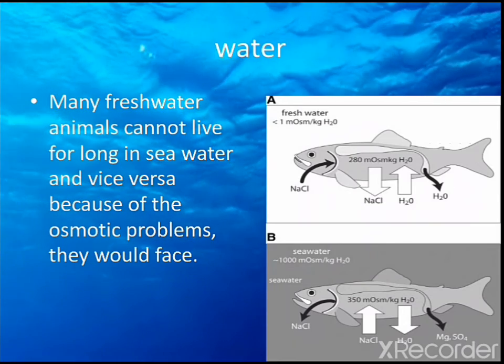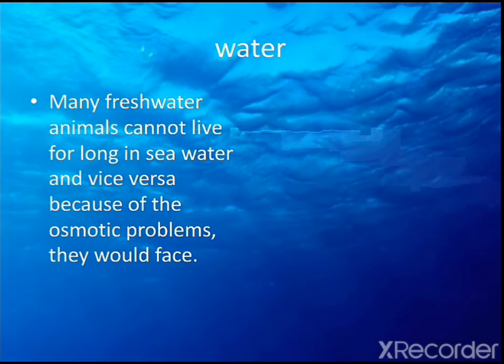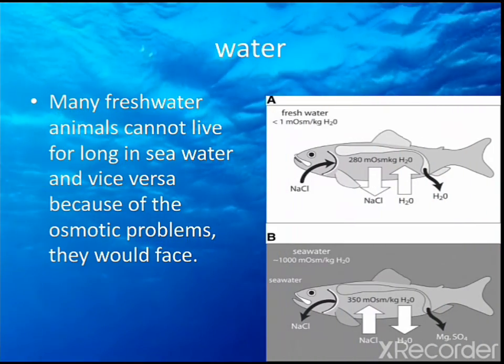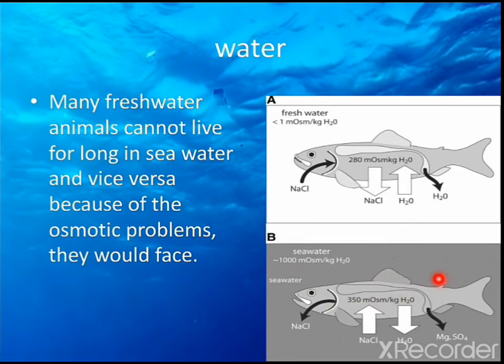The first case, number 1, shows a freshwater fish. In freshwater, the concentration of the medium, that is water, is more. It has a higher concentration of water, and the concentration of salt is less. So in this case, the salt will move out and water will move in. Whereas in seawater, the opposite story is happening. Water will move out and the sodium chloride, or whatever salt is present, will move in.